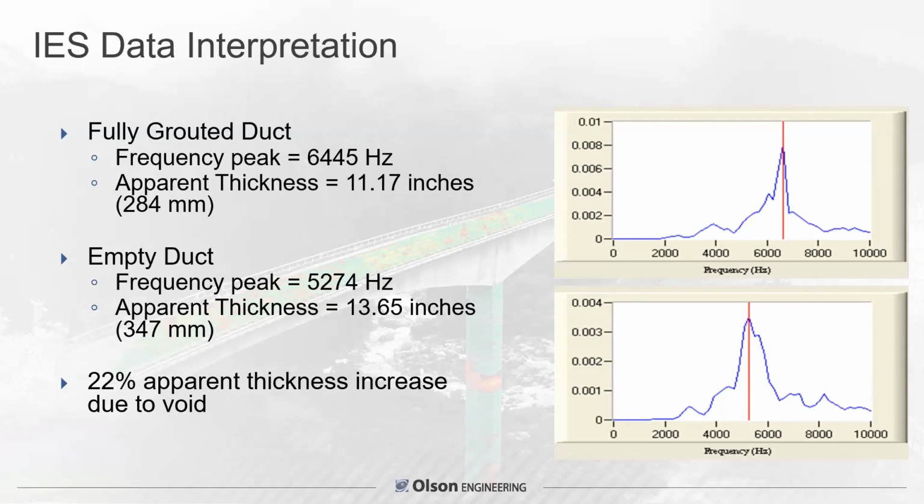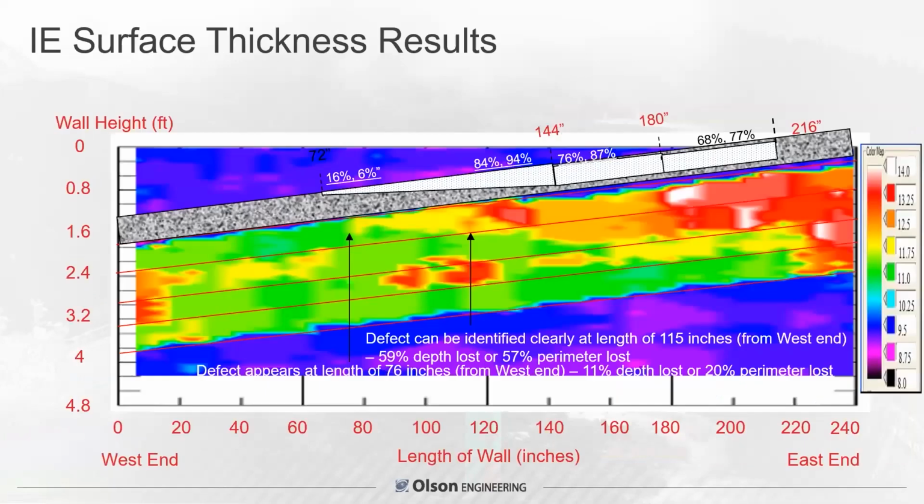In a simple sense, a void in a duct or honeycomb in concrete causes it to resonate at a lower frequency because it is less stiff. There's a void or a honeycomb. So that shift in frequency is the fundamental indication of the presence of grouting issues in ducts.